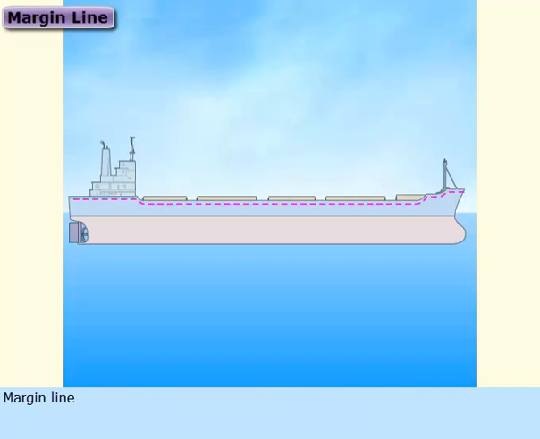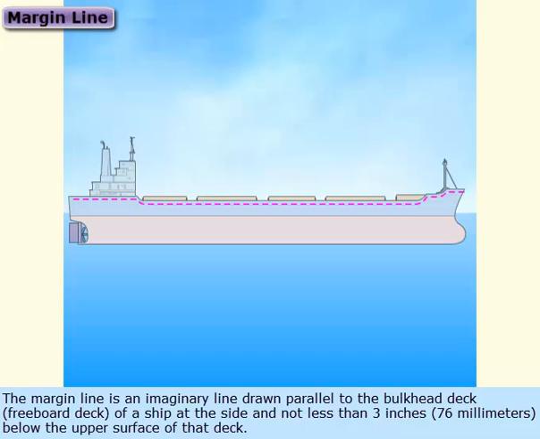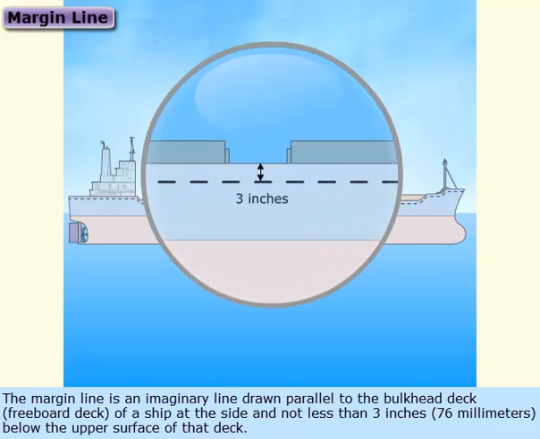Margin line. The margin line is an imaginary line drawn parallel to the bulkhead deck, freeboard deck of a ship at the side and not less than 3 inches, 76 millimeters, below the upper surface of that deck.